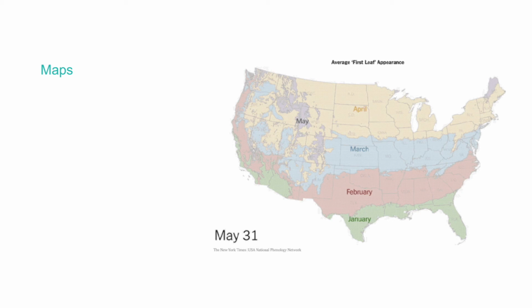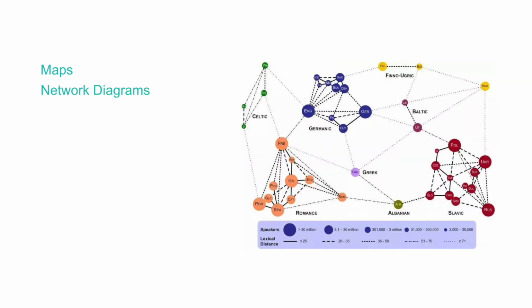This example shows when the first leaves appear on trees in spring in the United States by region. Network diagrams show connections between things. These are useful when you're trying to identify interesting patterns, clusters, or outliers. Here, we have a network that relates European languages. There are clusters that have been labeled: Romance, Germanic, Slavic, and other outliers caught between these.